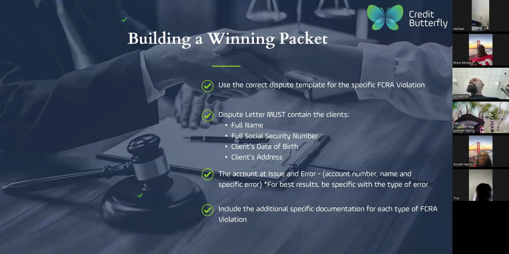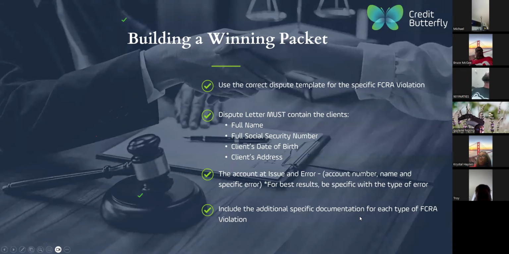I think that's all we're going to cover. We covered building the winning packet already. You want to make sure that you have a very simple dispute. I recommend that you do not dispute other items with your FCRA violations; dispute them on separate letters. The attorneys we use here don't like it if you have 15 items on a letter with a violation. They want them on a separate letter. And that's how we do it.